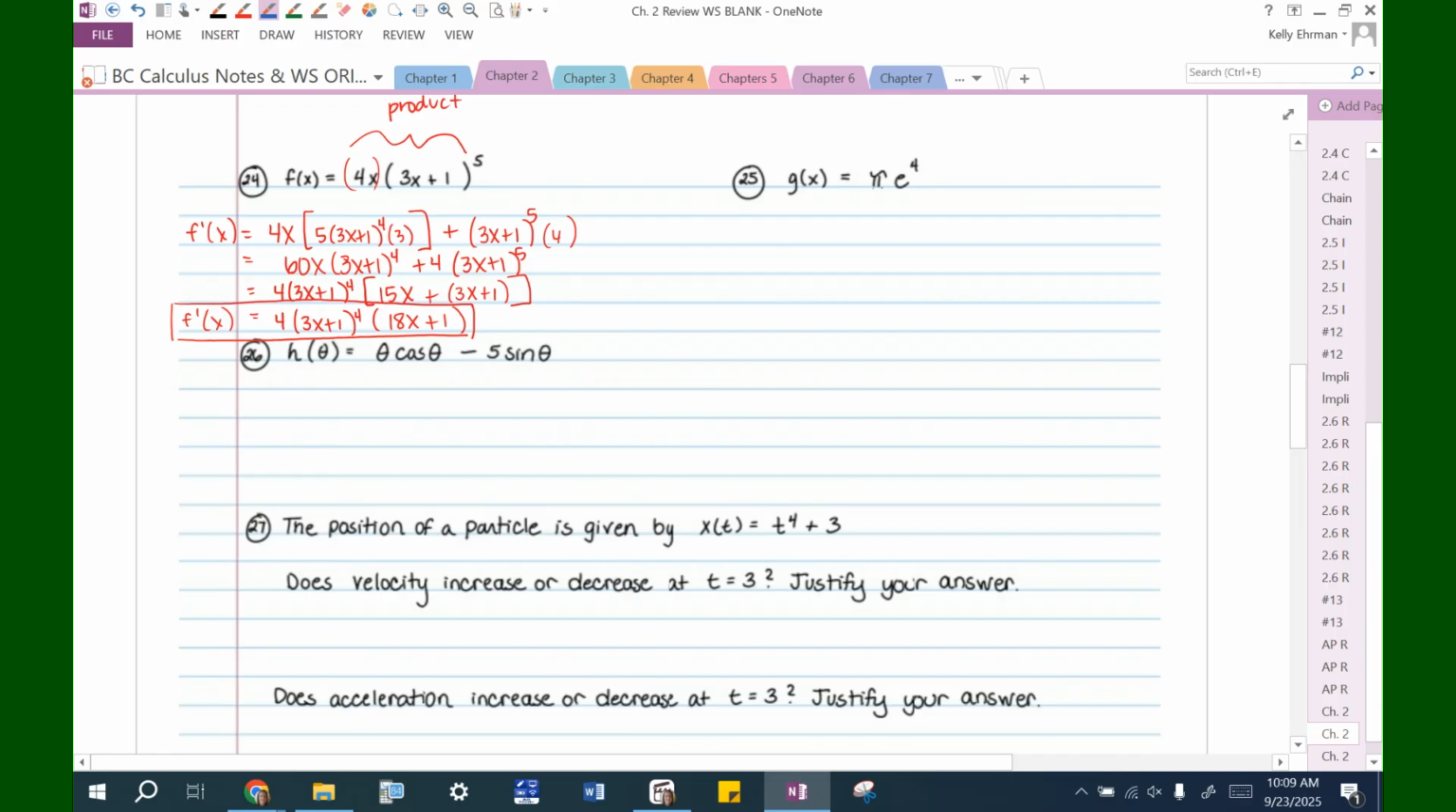g of x is equal to pi e to the fourth. I know e is not a variable because the input is x. So this is a number. g prime is equal to 0. That's easy.